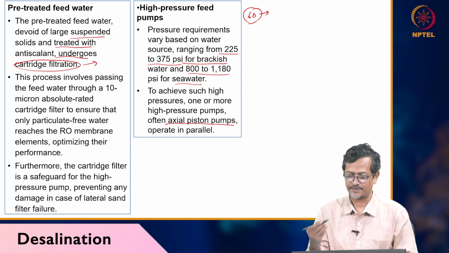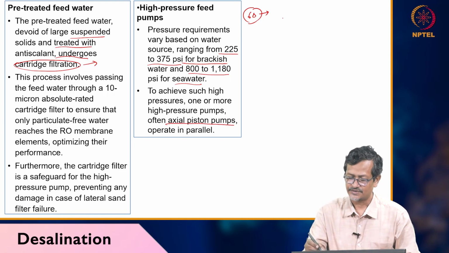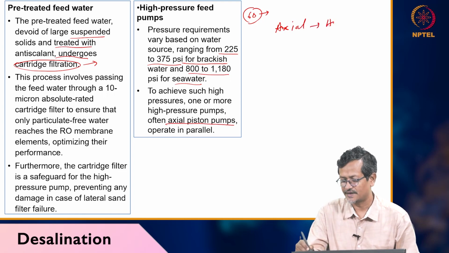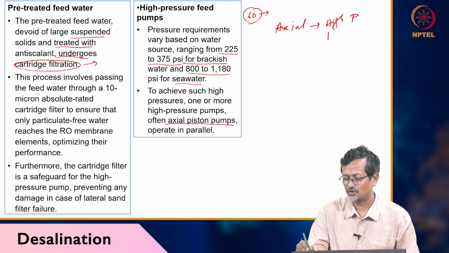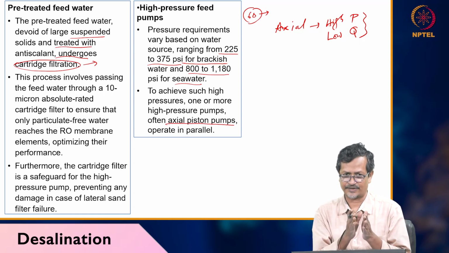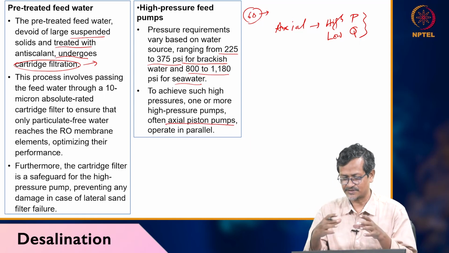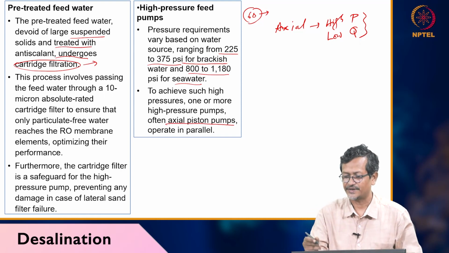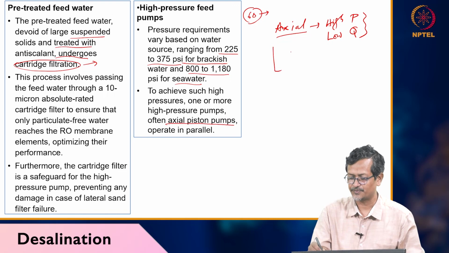To achieve such high pressure, axial piston pump normally will be used. You can remember the pump lecture. Axial pump is high pressure, low flow rate, because in this case 60 bar pressure is required. If you take a normal centrifugal pump, then maybe you have to create multiple stages, which will be more complex. So to avoid that, they will take axial piston pump, the reciprocating pump.